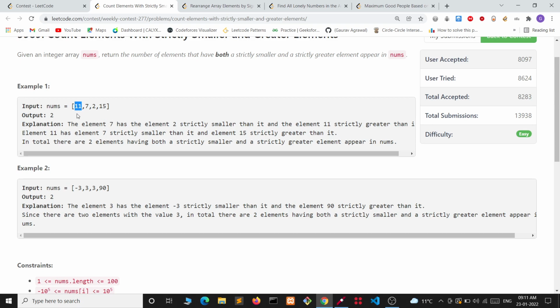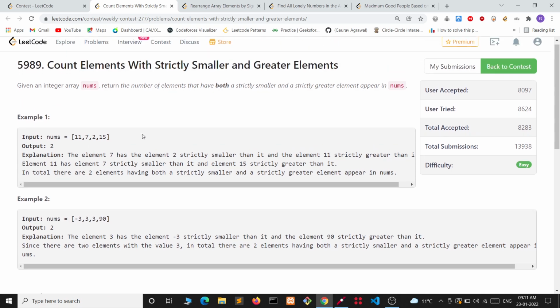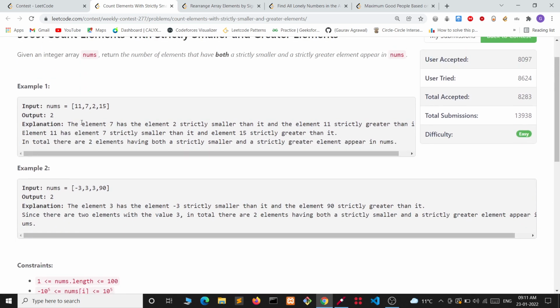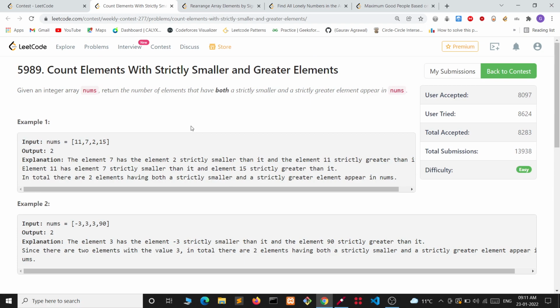Now we can check for 11. It has a strictly smaller element which is 7 and a strictly greater element which is 15. So 11 is also a valid element. So we have taken both 7 and 11. We can see for 15 that there is no strictly greater element, and for 2 there is no strictly smaller element. So these 2 and 15 are not valid elements which we have to take in our answer.